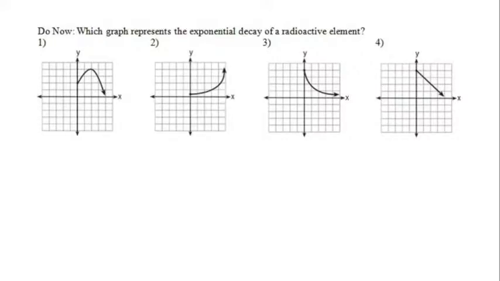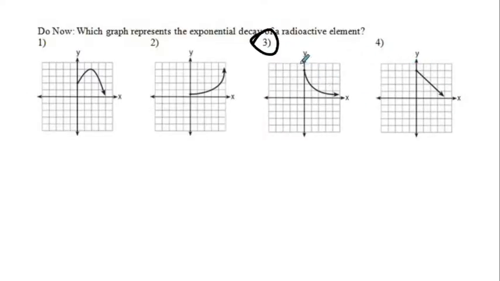First question, which graph represents the exponential decay of a radioactive element? By this point, you've already graphed a few exponential growth and exponential decay functions, and you should be able to recognize the shape of an exponential decay function. An exponential decay function is going to start high and then get lower and lower. This one starts low, gets high, and then goes back down. This one starts low and gets higher and higher. This is just a linear function. We don't like straight lines anymore. We're all about the curvy curves.